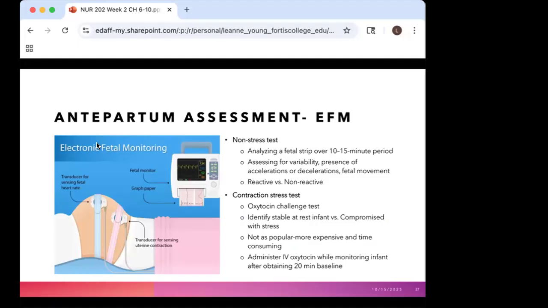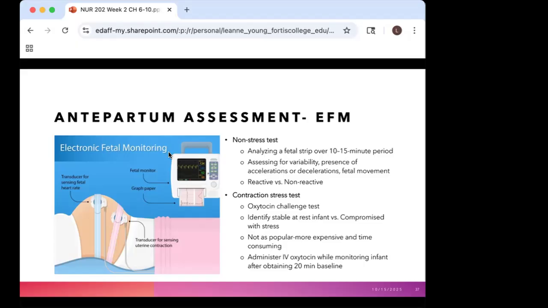This is not an ultrasound. It's just listening to the baby and seeing the baby's heart rate on the screen and the patterns, which we're going to go over in this class later. I don't really know which week we're going to be going over it. I haven't looked that far ahead yet, but we'll definitely be going in detail on fetal heart rate tracings and strips.